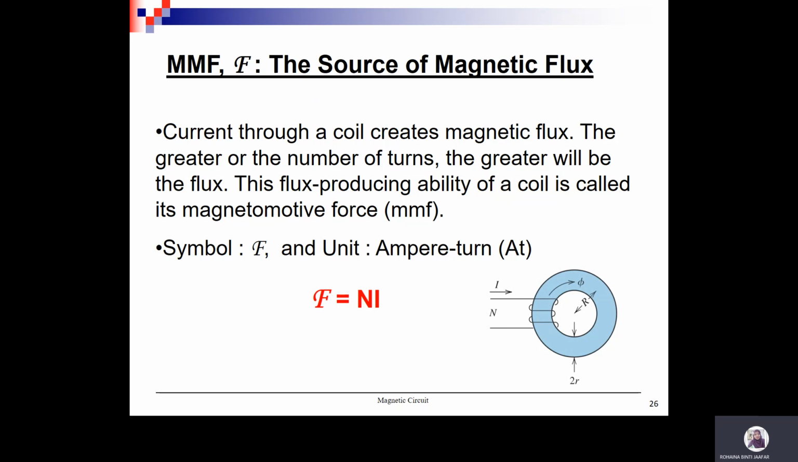MMF. So what is MMF? MMF is magnetomotive force, which we call the source of your magnetic flux. This is your MMF, the source of your magnetic flux, where you have supply current and number of turns. The symbol of MMF is F, and the unit of F is ampere turn. So you know that F equals N times i. N is the number of turns, and I is your supply current.